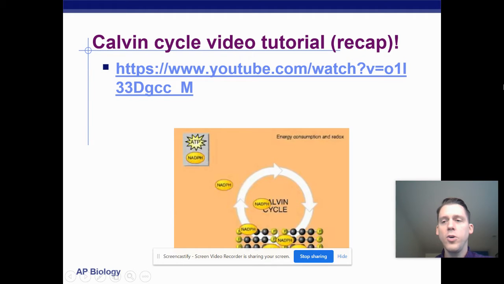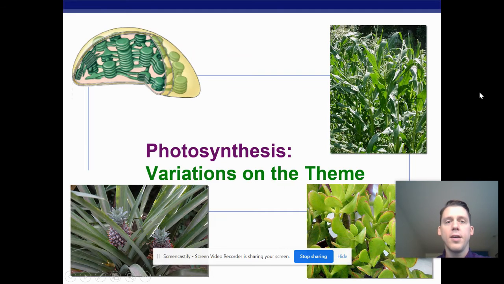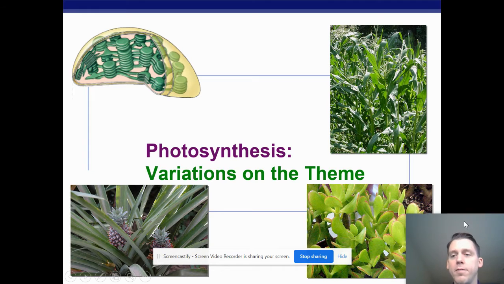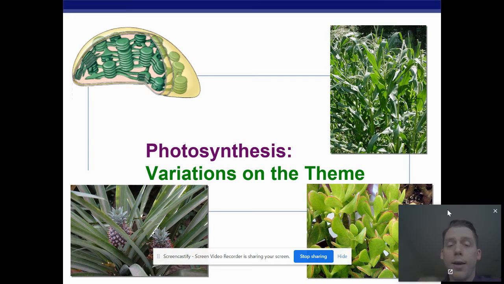Hi everybody, today we are going to talk about variations of photosynthesis. What we're really going to focus on today is what happens when some of the aspects of photosynthesis go wrong. We're really going to be looking a lot at some evolutionary concepts, so be on the lookout for that.